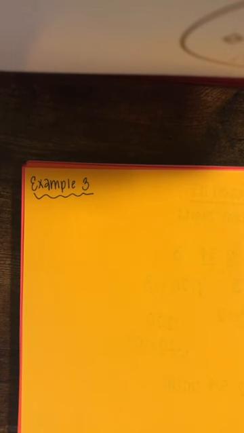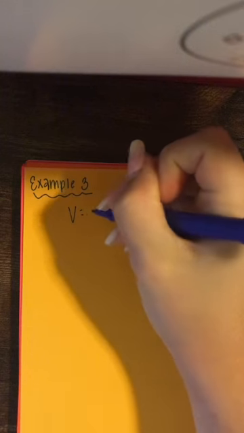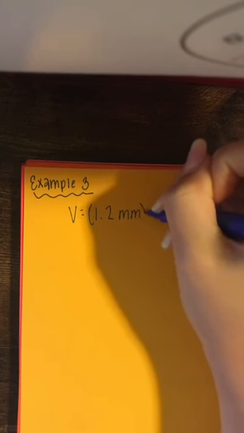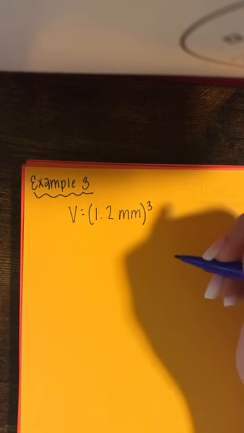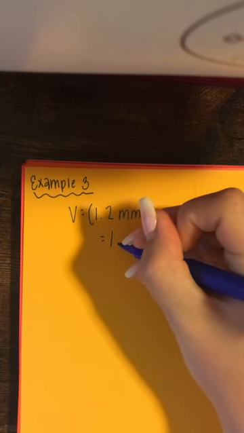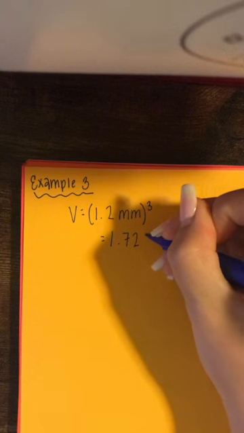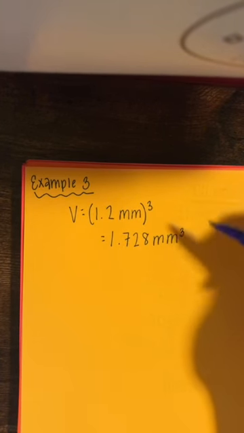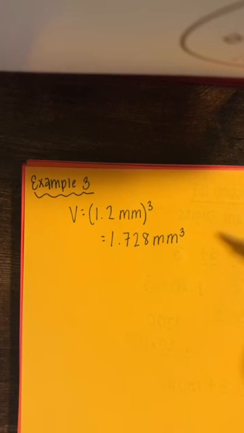For example 3, we are asked what is the volume of a cube with edges 1.2 millimeters long. In order to figure this out, we calculate the volume by finding the cube of the length of the edge. So we have the volume equals 1.2 millimeters cubed. Once you do your math, you will get the answer 1.728 millimeters cubed.